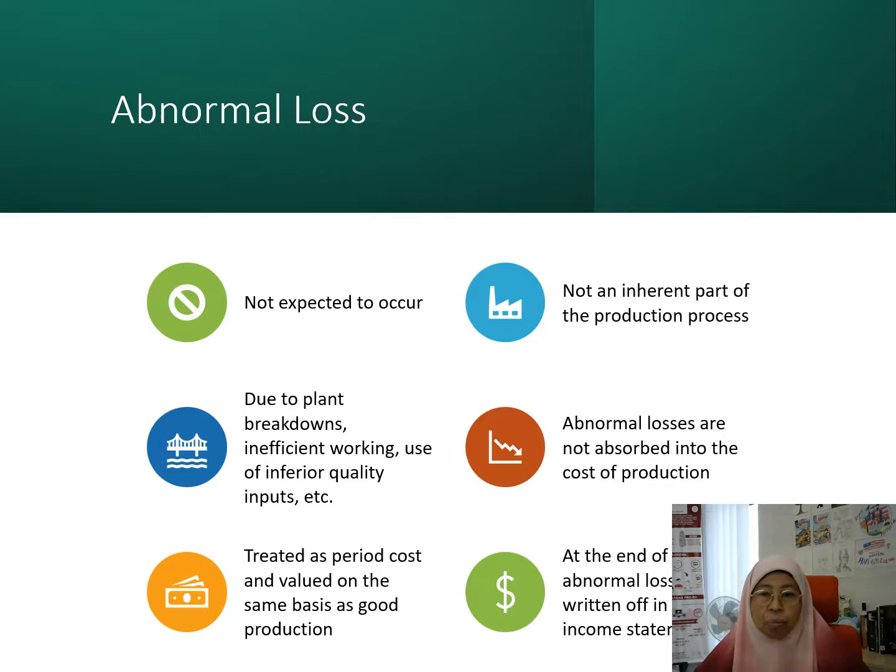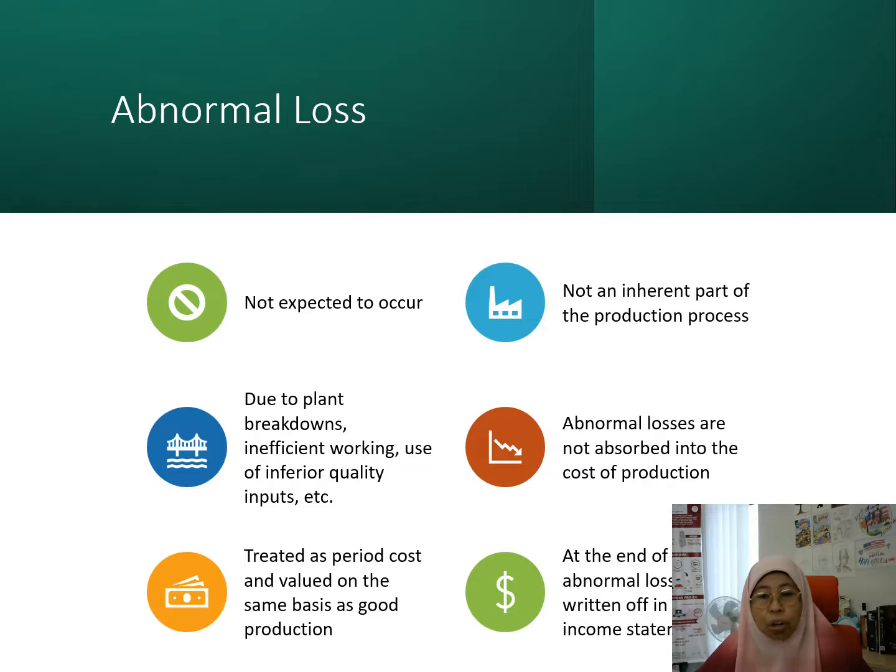So unlike the normal loss, the abnormal loss is a loss that we never expected to occur, which means we can avoid it. This abnormal loss can be avoided if the business, the firm, the manufacturer has systematic or regular maintenance of their machinery. Because the reasons for abnormal loss are plant breakdowns, inefficient working, or use of inferior quality input materials.